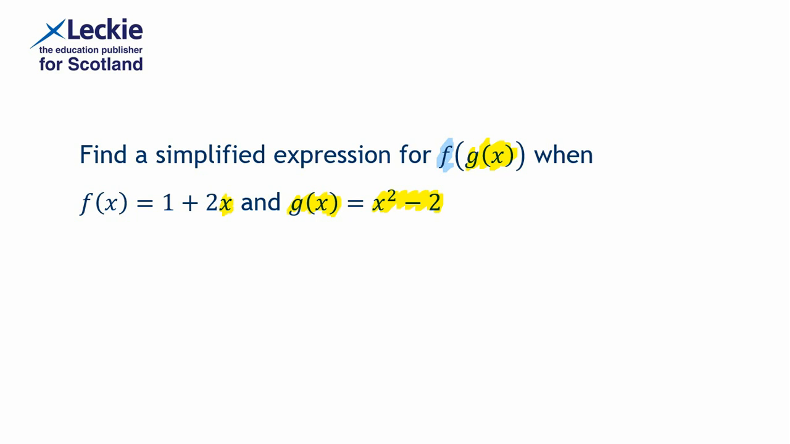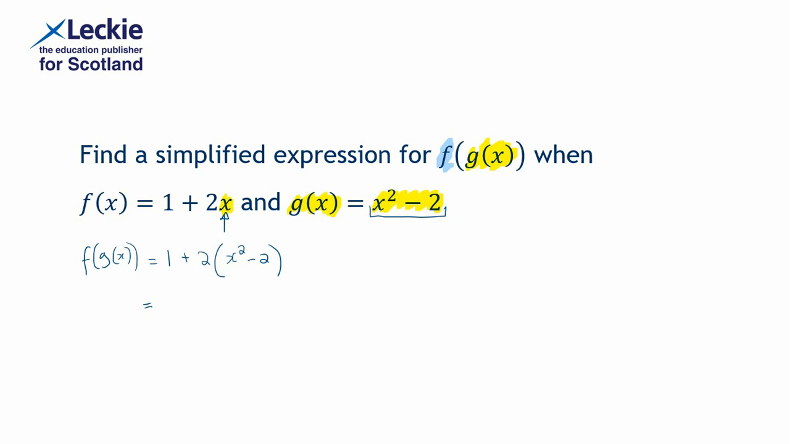In this case, f of g of x means replacing x in the f function, so here, with the whole of the g function. So instead of having 1 plus 2x, we're going to have 1 plus 2 lots of, and we'll need to put it in a bracket because there's more than one term, x squared minus 2. So that's the important bit there, that we've managed to put the g function inside the f function.